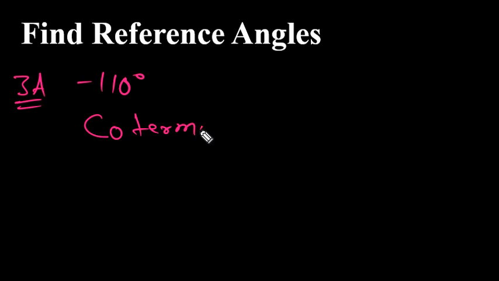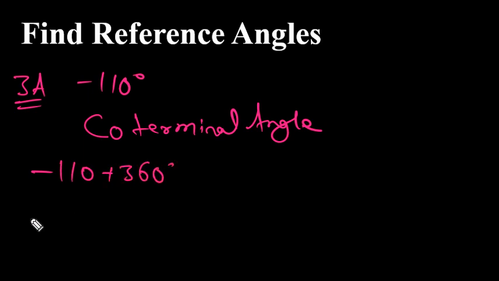Let's try a few more examples. The next example we have is negative 110. First of all, you will find the coterminal angle. To find the coterminal angle, you do plus or minus 360 degrees. So plus 360 degrees, and that will give you how much? Negative 110 plus 360. So that will be 250 degrees, right?